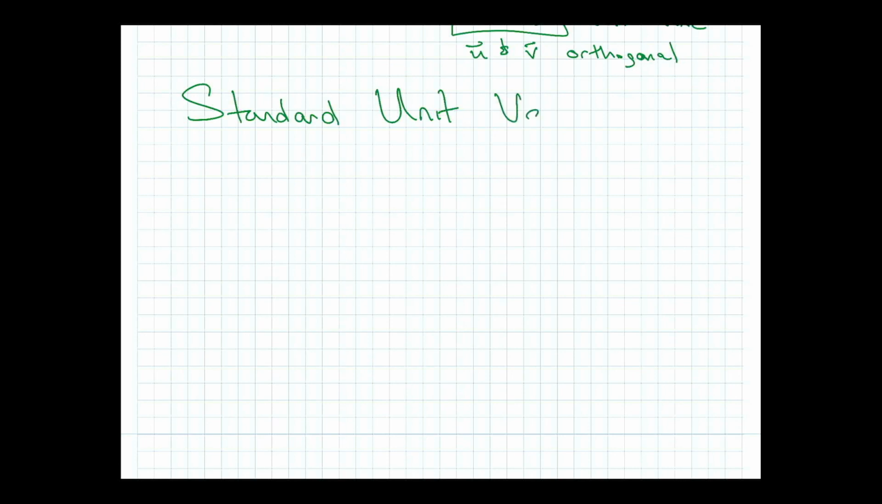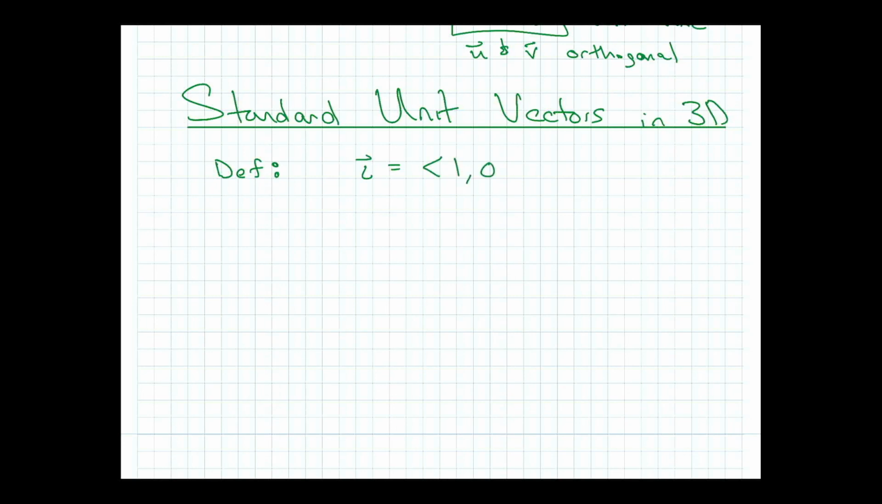So standard unit vectors in 3D. And this is why we need to talk about it, because we only talked about it in 2D. So these are definitions. So the vector I, now you might remember this from the first lecture where I said I was 1, 0. That's true. But in 3D, you have to add 1, 0, 0, right? Because we need 3 dimensions.